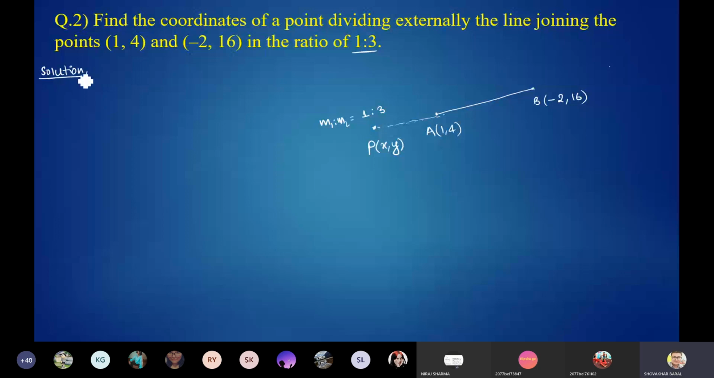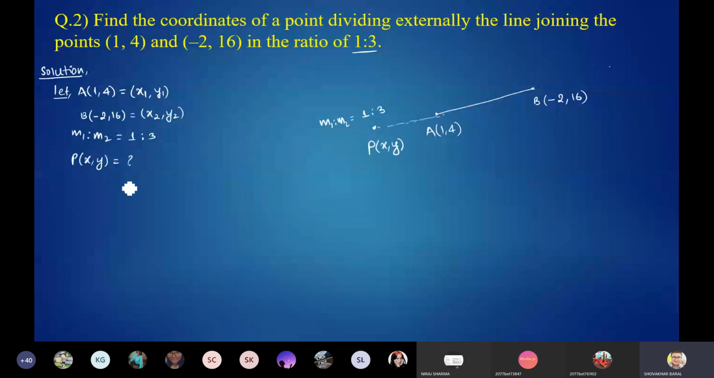So let's write the solution. Please write along with me. Let A 1 comma 4 is equal to x1 comma y1, B minus 2 comma 16 is equal to x2 comma y2. Ratio m1 is to m2 is equal to 1:3. You can write P x comma y is equal to what? Or you can write it this way also: let the point P x comma y divide the line segment AB externally in the ratio 1:3.